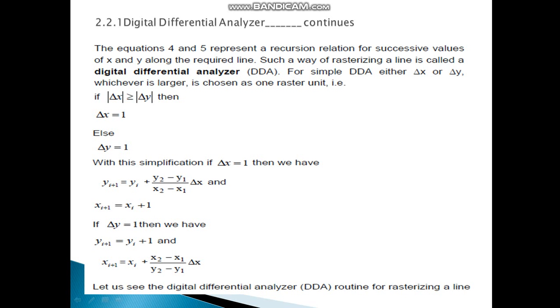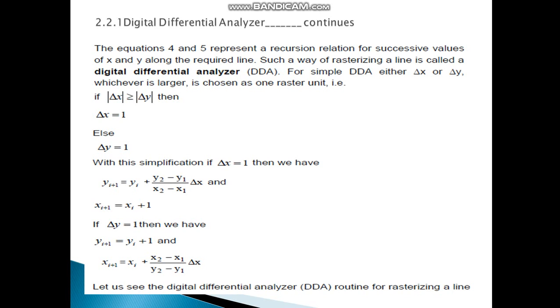Okay, then if delta y is equal to 1, then we have the next point, that is y's next point, is equal to y's previous point plus 1, means delta y is equal to 1, means y2 minus y1 is equal to 1. y2 means next point and y1 means previous point. Means y2 is equal to y1 plus 1. Here we find out the x, that is the next x point.